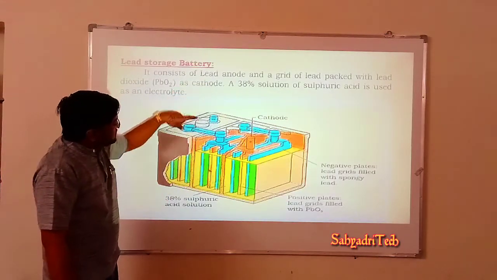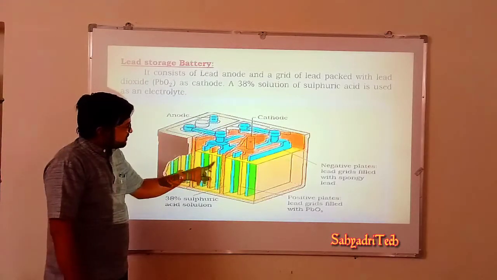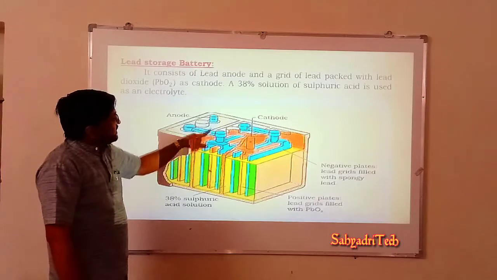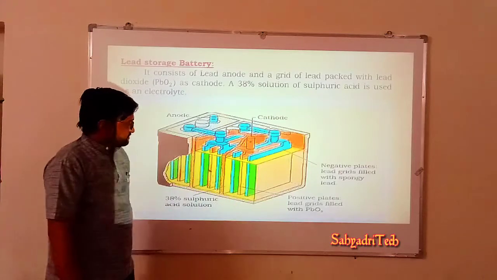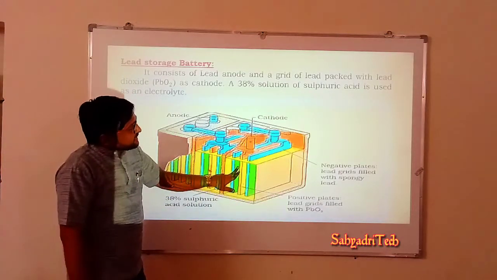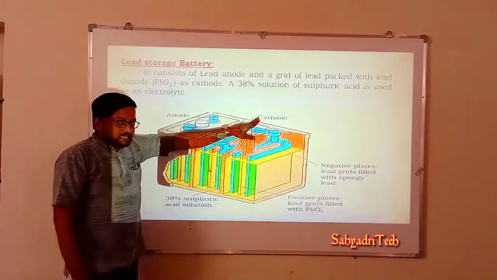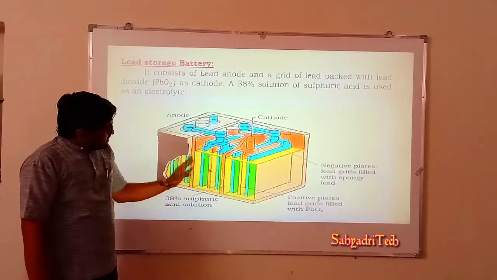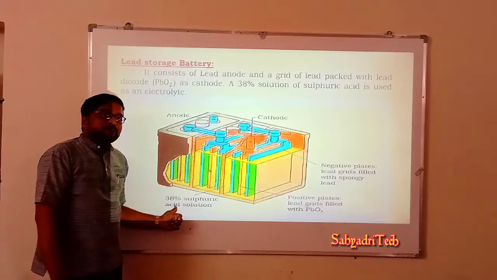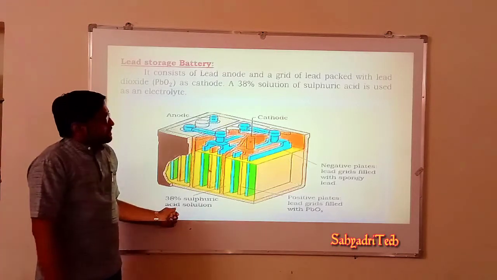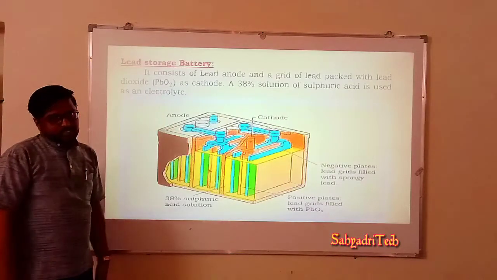That spongy lead which is placed acts as an anode. The blue colored one we are showing is spongy lead, it acts as an anode. And the red colored one, what is it? It is a lead grid filled with lead dioxide, it acts as a cathode. The entire container is filled with 38% sulfuric acid solution. It acts as an electrolyte. So this is the diagrammatic representation of a lead storage battery.